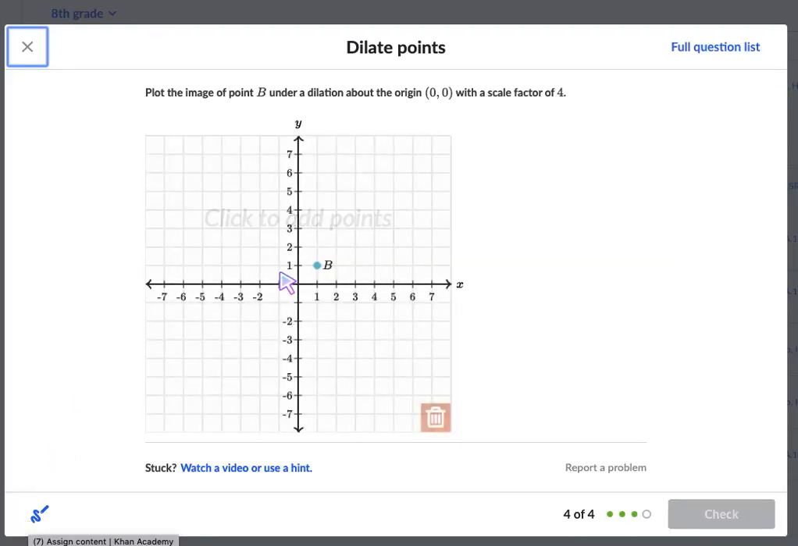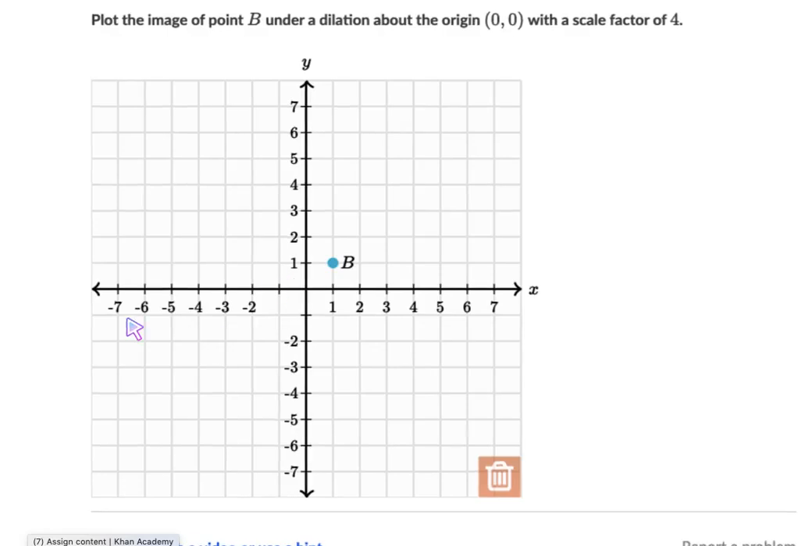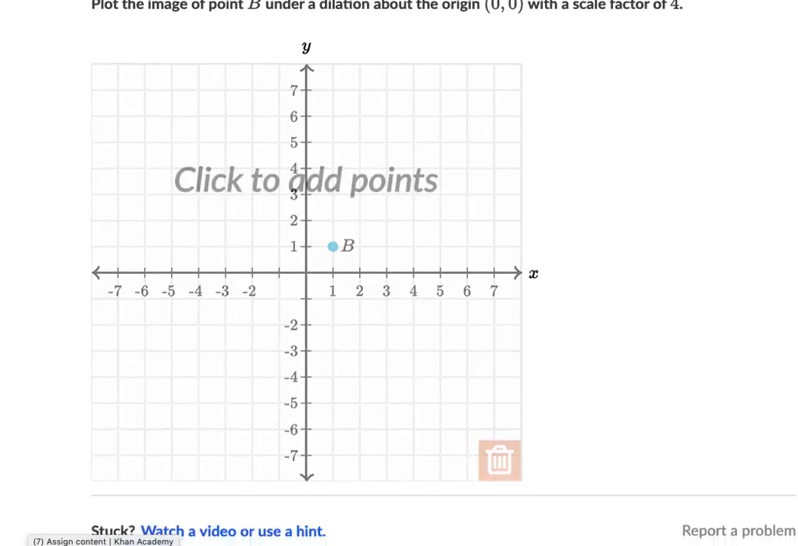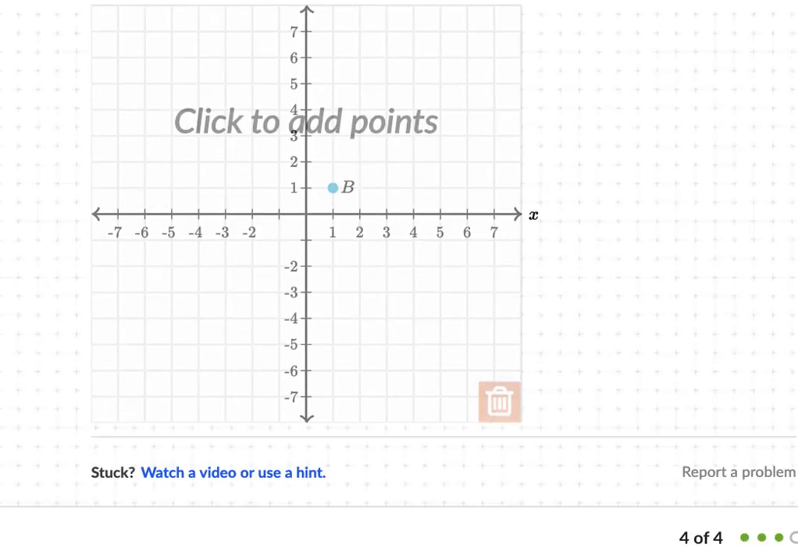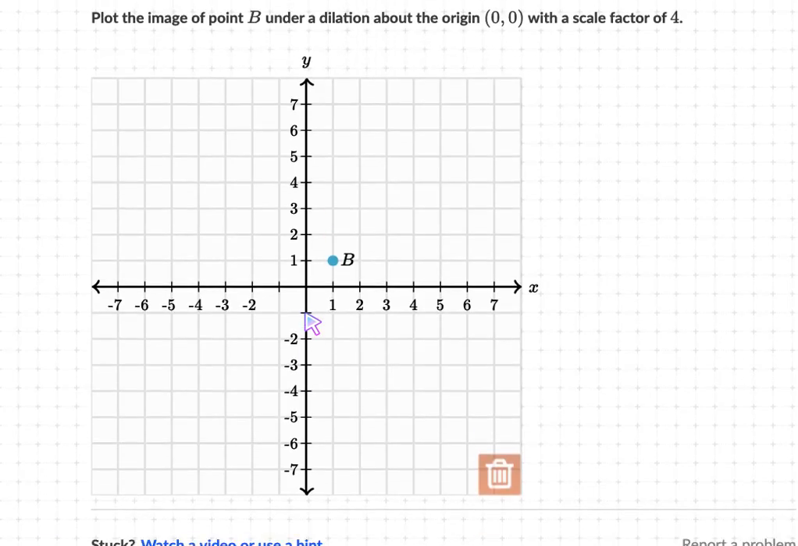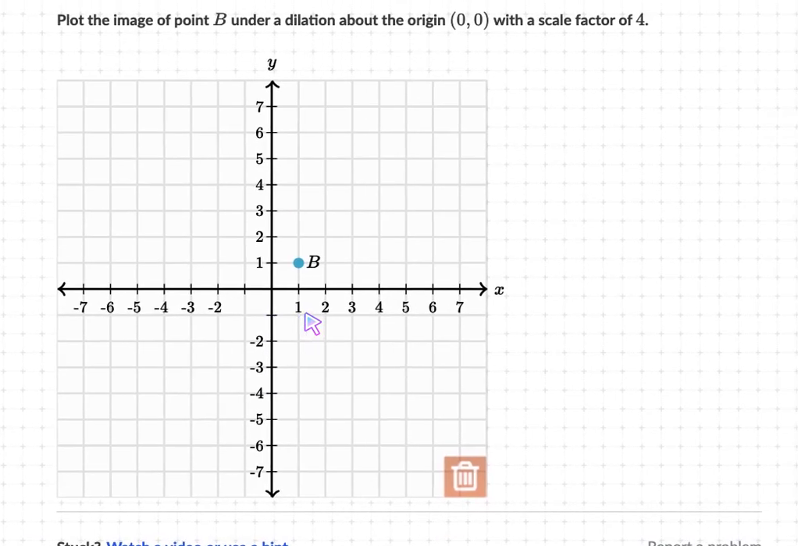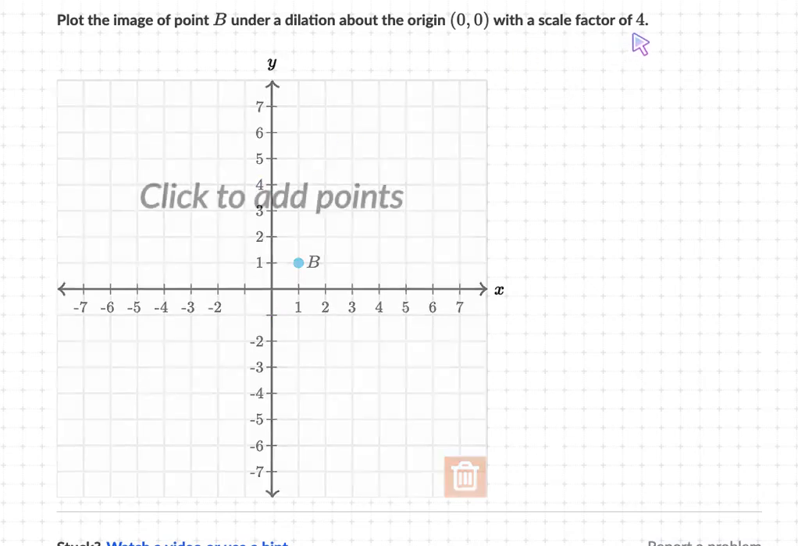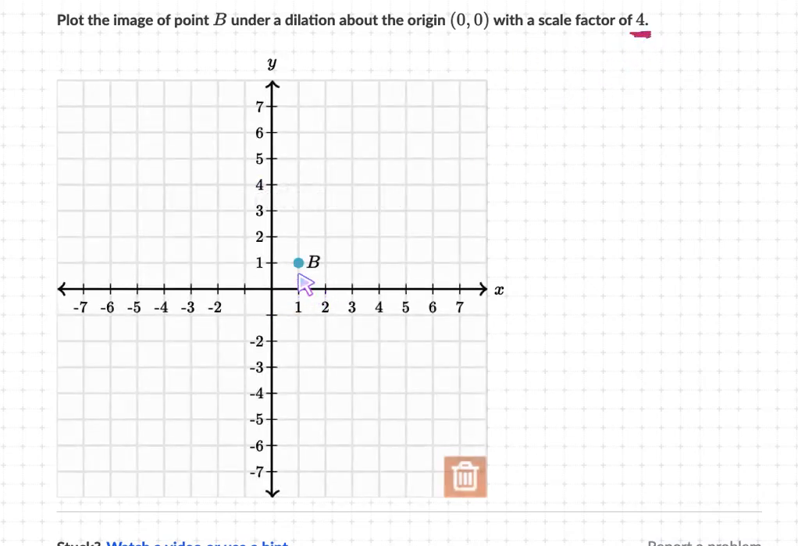Okay, we are going to start with dilating points. So we are first going to read the directions. It says to plot the image of point B under a dilation about the origin (0, 0), this is the origin here, with a scale factor of 4. Okay, so there's a lot going on here. First, we have a scale factor of 4, so it means it's going to get further away from our origin.